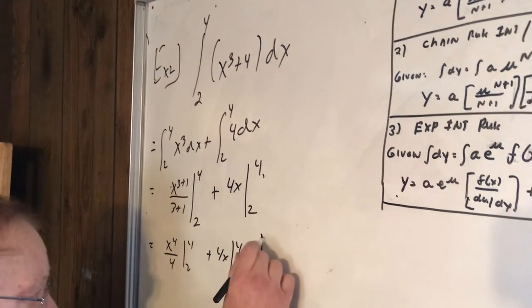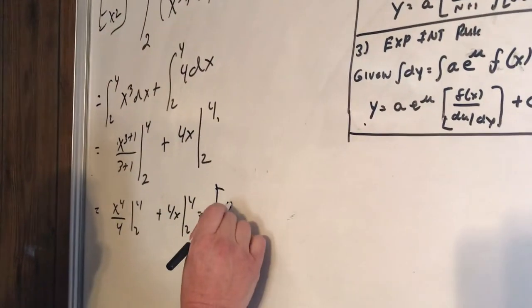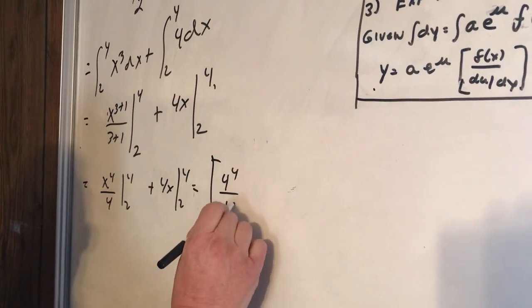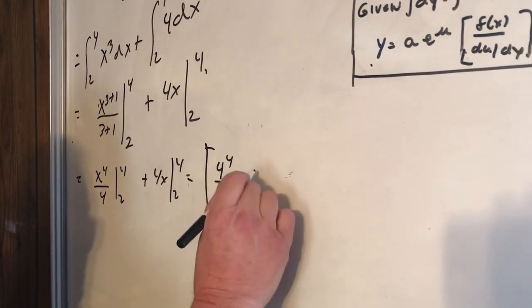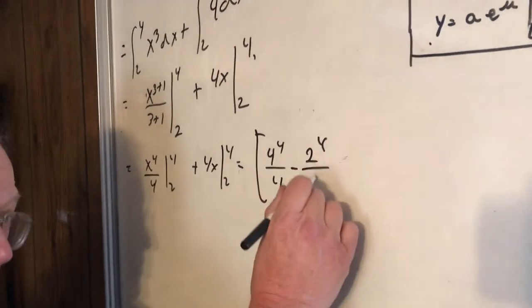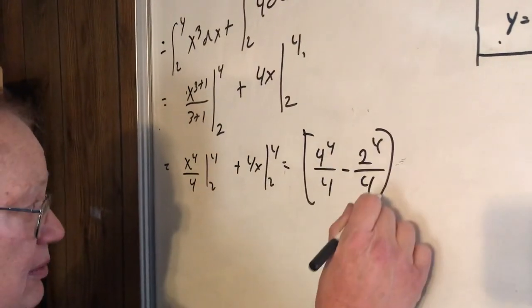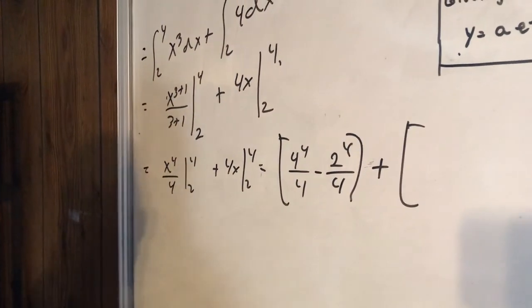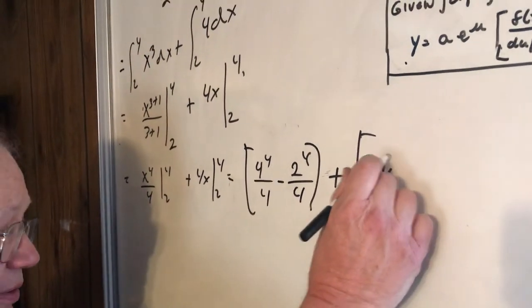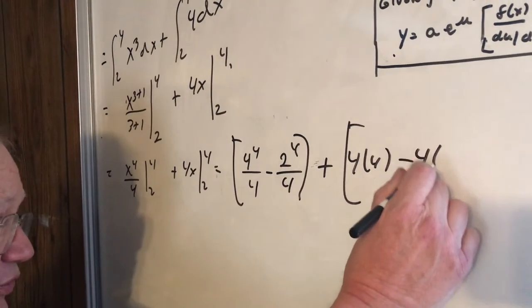So we look at the x to the 4th. We're going to put 4 to the 4th over 4 here. We're going to subtract that from 2 to the 4th over 4. And now we're going to add that to the other one, which is 4x: 4 times 4 minus 4 times 2.